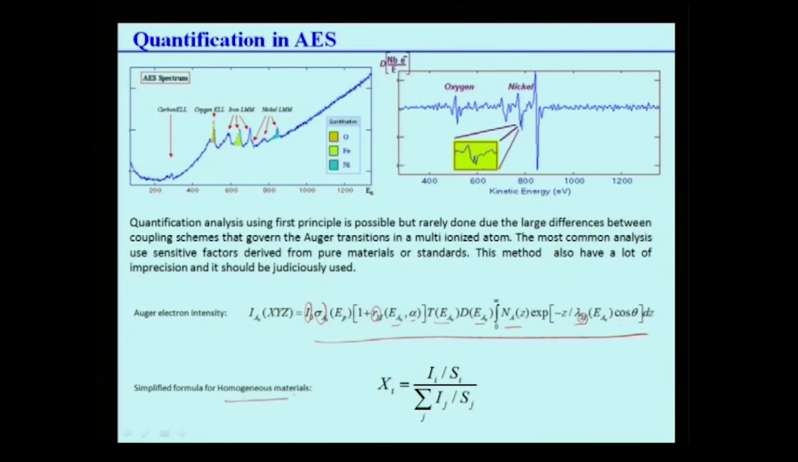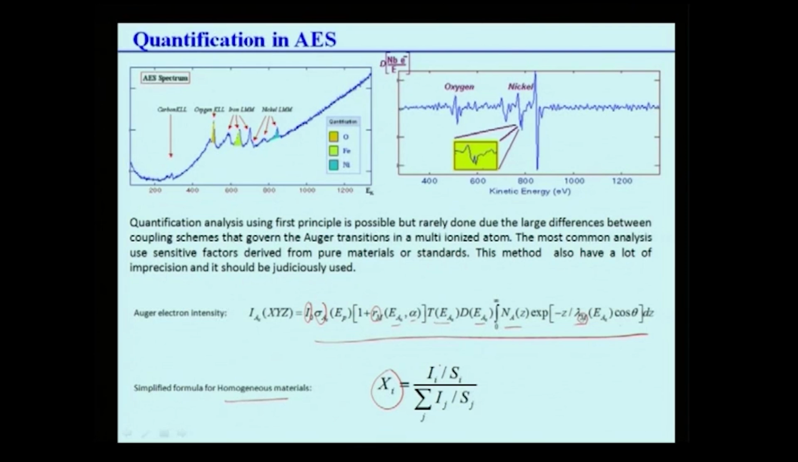The simplified formula for homogeneous material is that Xi, the amount of a particular element i present, is given by Ii by Si divided by the summation of Ij by Sj, where j is summed over. Here S is basically the scattering factor and I is the intensity. So if I know the scattering factors of the elements present and the intensities of each peak, I can indirectly calculate the amount present in the particular specimen.